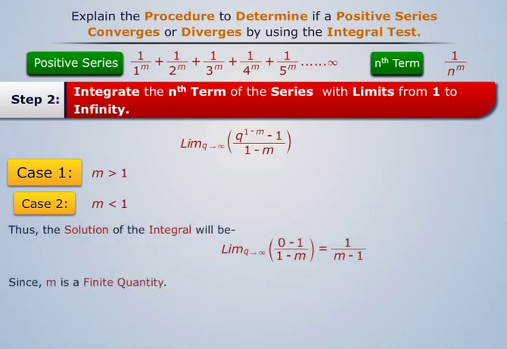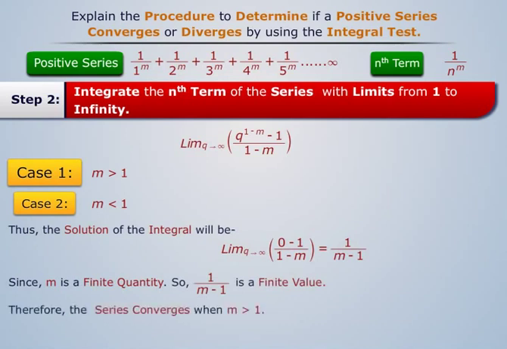Since m is a finite quantity, so 1 by m minus 1 is a finite value. Therefore, the series converges when the value of m is greater than 1.